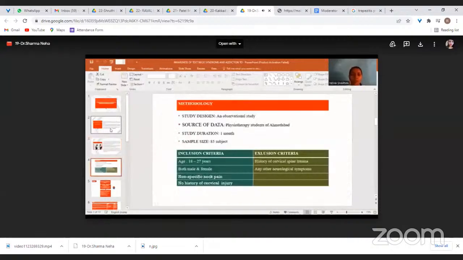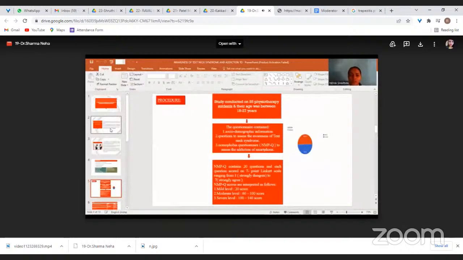Methodology of the study. The study design is an observational study of physiotherapy students of Ahmedabad. Study duration is 1 month, sample size 85 subjects. Selection criteria. Inclusion criteria: age between 18 to 27 years, both male and female included, non-specific neck pain, no history of cervical injury. Exclusion criteria: history of cervical spine trauma and any other neurological symptoms.